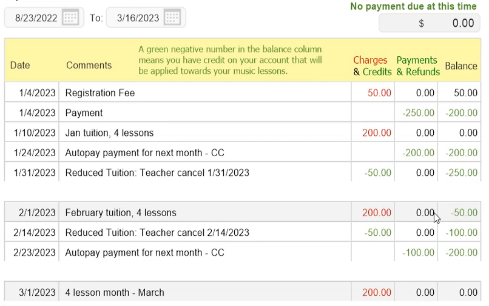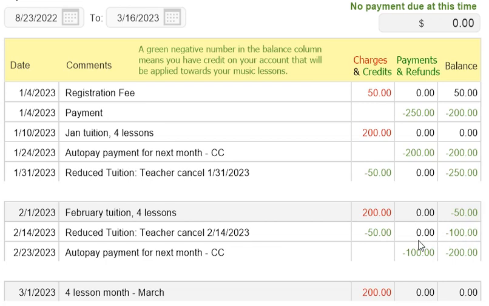So then the teacher had to cancel again on the 14th, Valentine's Day. I guess that explains why, probably. So that's a $50 reduction in tuition because of the missed lesson. So now the customer has the previous credit of $50 plus another credit of $50. So now this customer has $100 credit on their account.